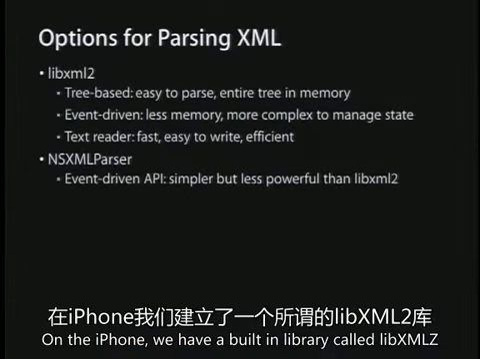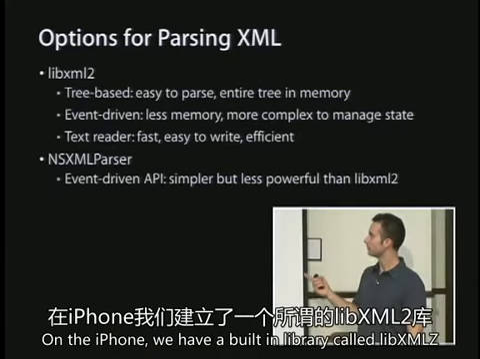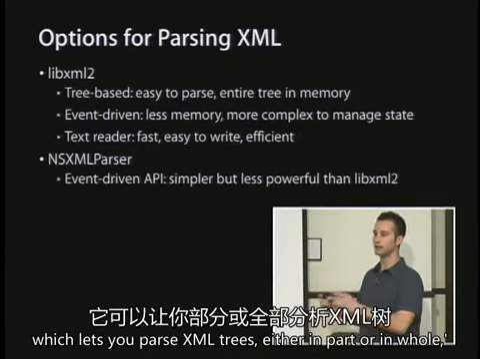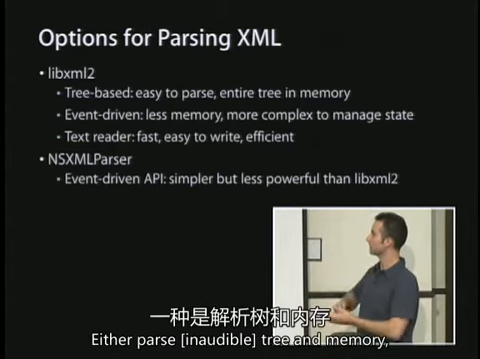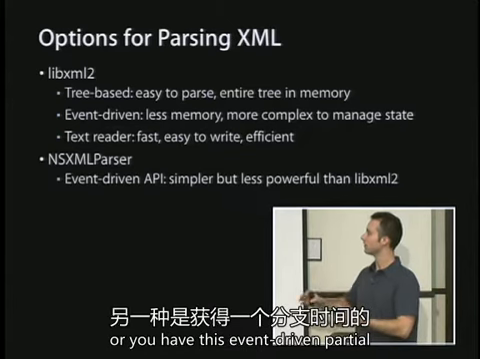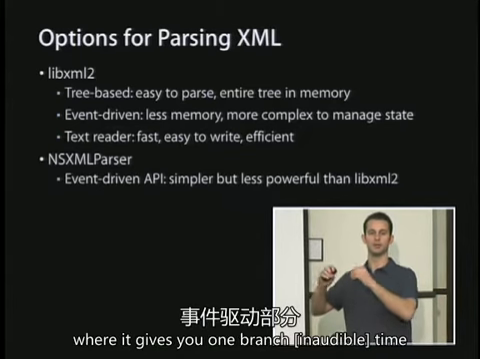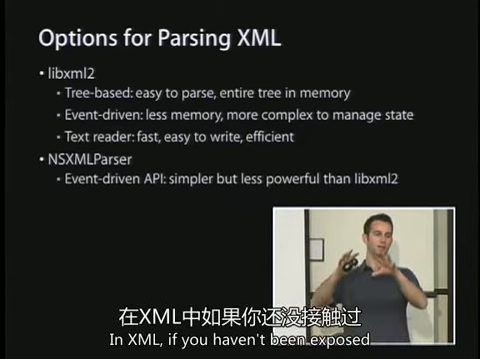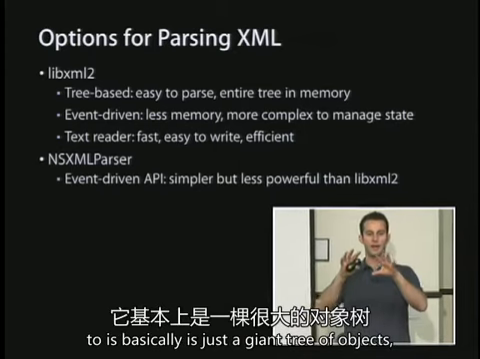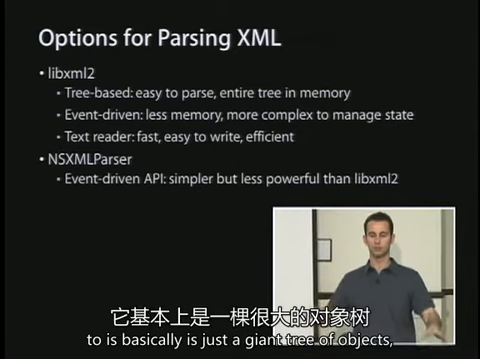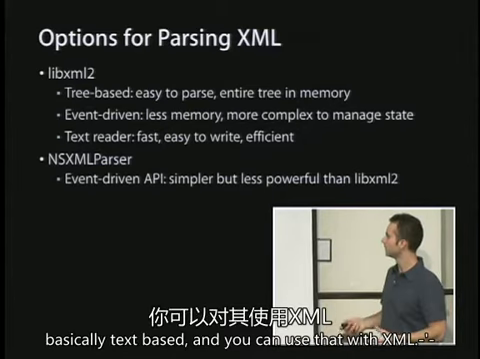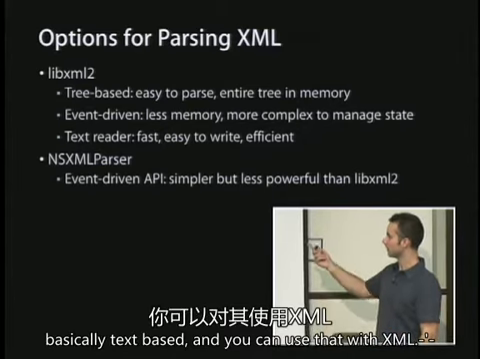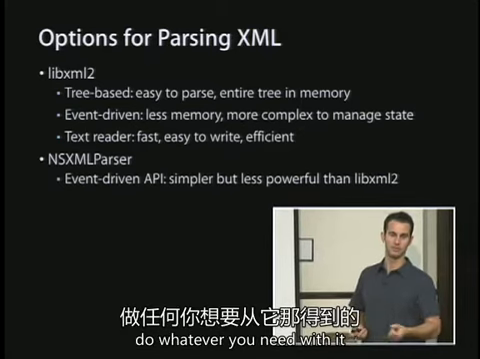On the iPhone, we have a built-in library called libxml2, which lets you parse XML trees, either in part or in whole. There are two ways of doing it. You either parse the whole tree in memory, or you have this event-driven parser where it gives you one branch recursively at a time. And XML, if you haven't been exposed to it, is basically just a giant tree of primitive objects conforming to a schema, basically text-based. You can use libxml to pull this data into your application and do whatever you need with it.